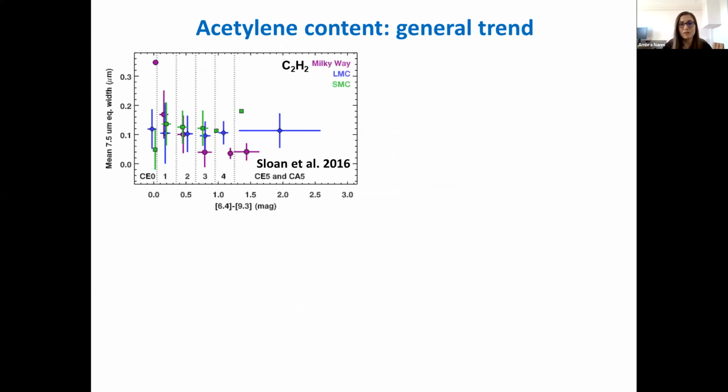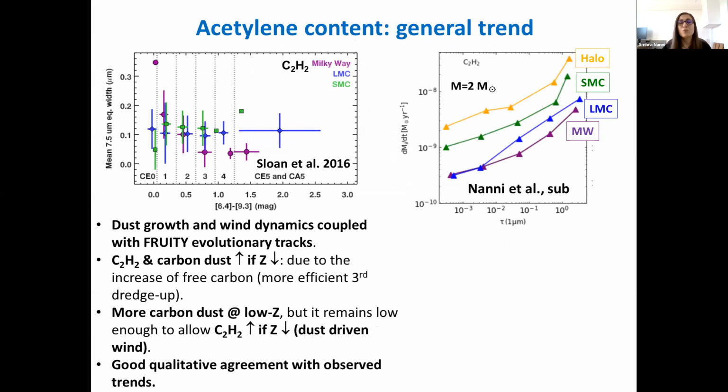So we start with this plot. That was the first one that we see. We run our model along the track, and this is what we obtain for a stellar mass of 2 solar masses. This is the acetylene injection rate, and here we have the optical depth at 1 micron. So we use the acetylene injection rate as a proxy for the equivalent width, while instead of using this color, we are taking into account the optical depth at 1 micron.